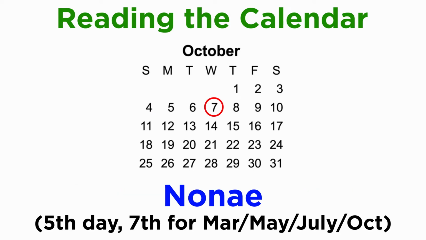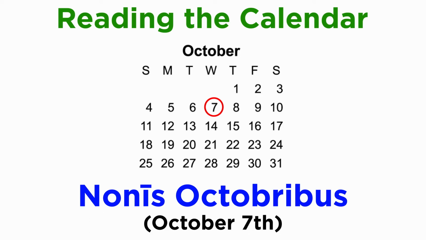Another important day in every month was called nonae, the 5th day, even if it was the 7th day for March, May, July, and October. Nonis octobribus would be October 7th.